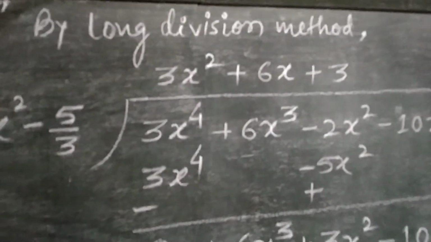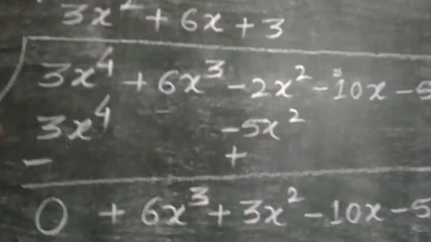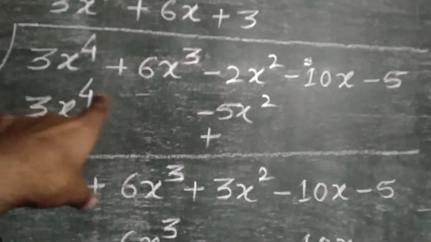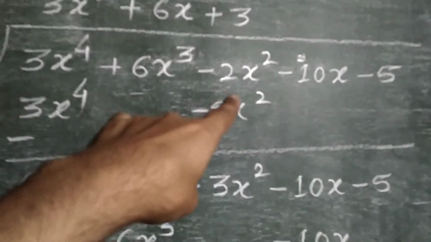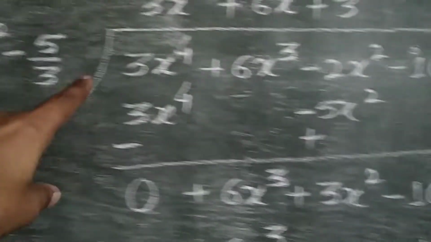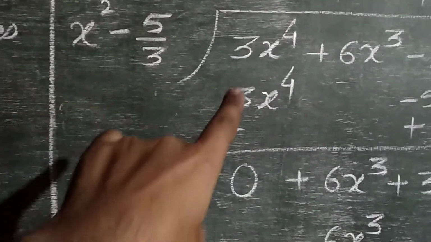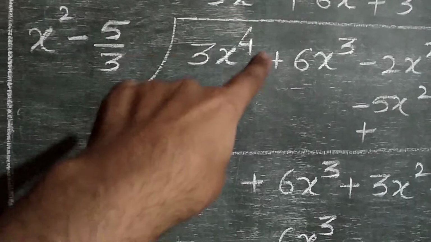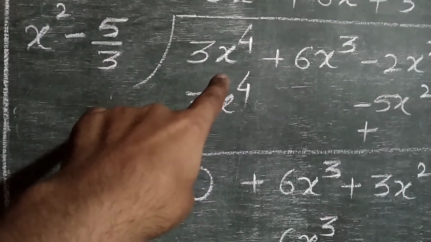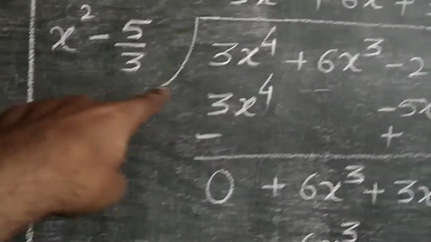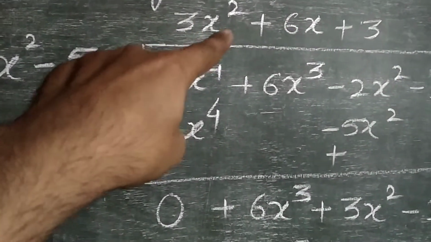Now by the long division method, we will take p of x as the dividend, 3x to the power 4 plus 6x cube minus 2x square minus 10x minus 5. And the divisor is x square minus 5 upon 3. First we will take 3x to the power 4, the highest order term of the dividend, and the highest order term of the divisor, that is x square. We will divide them, we will get 3x square.